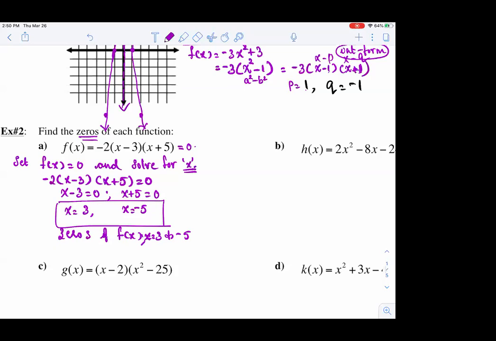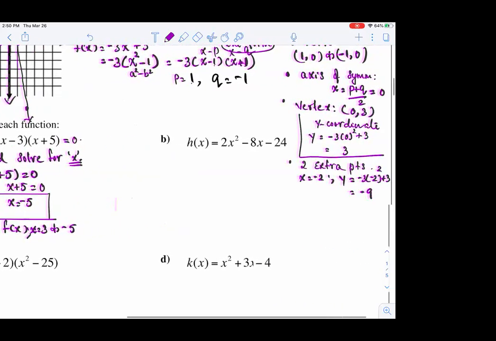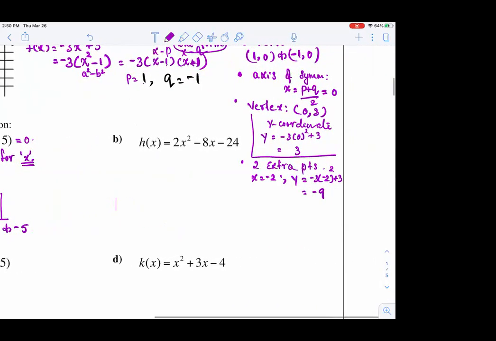Okay. Next question is B. Same direction. You're asked to find zeros. So when is the function 0? This is exactly like the warm-up we did today, but I just did not say zeros. Now you know that this is what you're doing when it's zeros. So you do 2x squared minus 8x minus 24 is equal to 0.